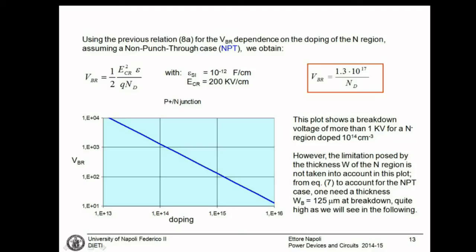And if we substitute this doping in the relation that relates the doping to the thickness of the depleted region, we will see that we need a thickness of the N- layer that is around 125 microns. In the following, we will see that 125 microns with 10 to 14 doping is a quite significant resistance.